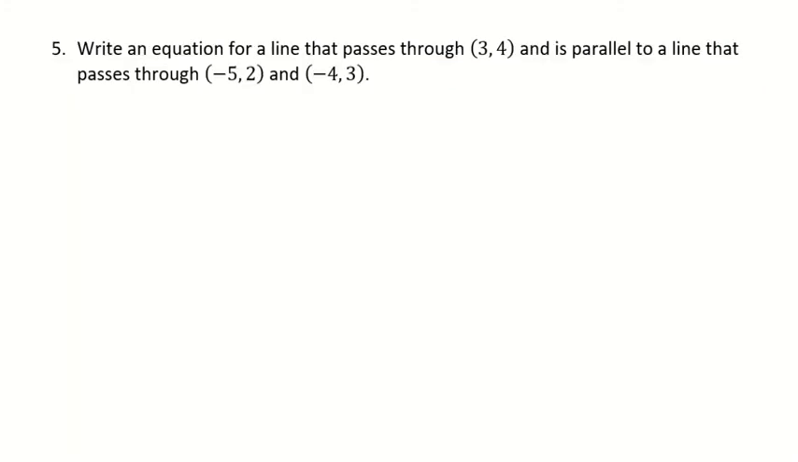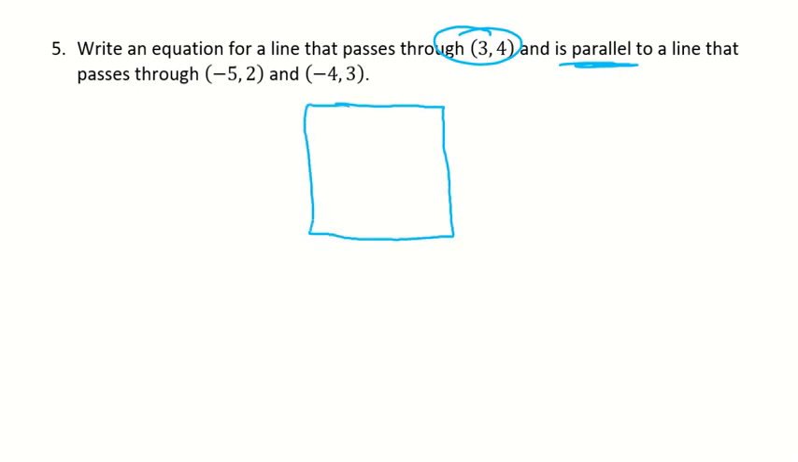For our next example, we're going to be asked to do the same thing. Find an equation for a line through a specific point parallel to another line. So I'm going to get that box in the middle of the page. We need a parallel slope. My x1 was 3, my y1 was 4 from that given point.